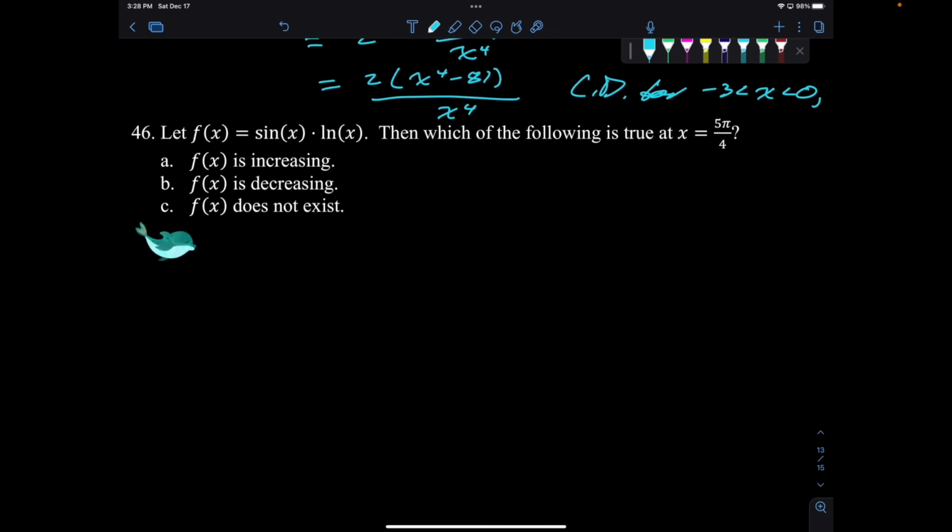This one's calculator. F of x is sine of x times natural log of x, and we just need to know if f of x is increasing, decreasing, or f of x does not exist. 5 pi over 4 is definitely in the domain of both. I wonder if it was supposed to say f prime. There's no way to know. But anyway, c is ridiculous.